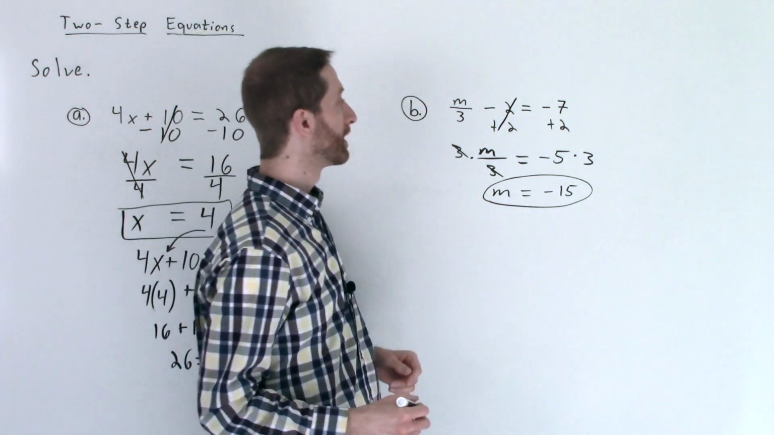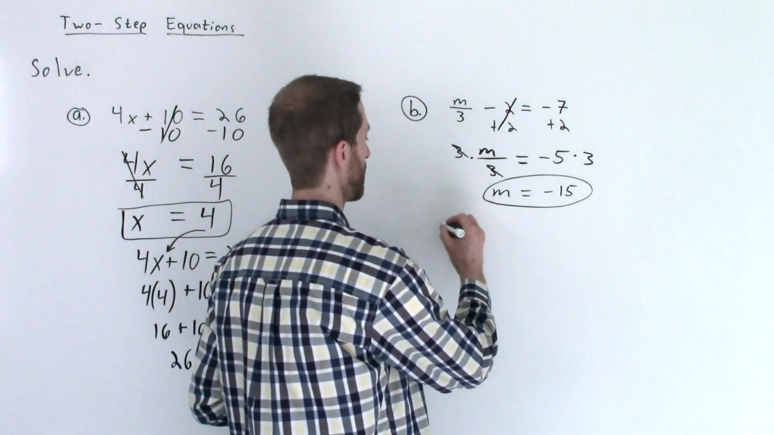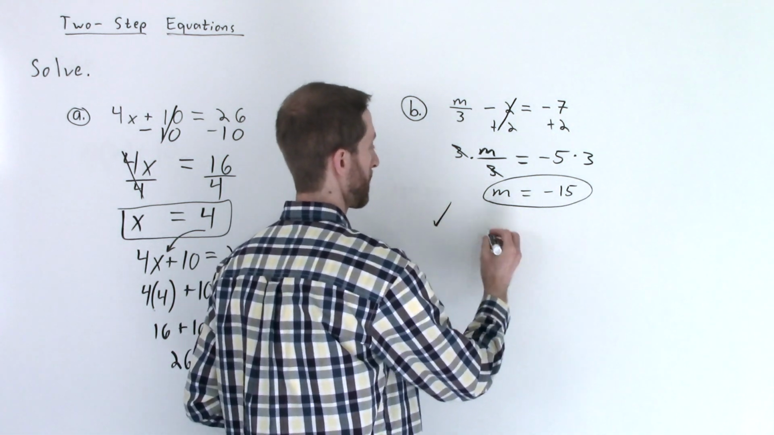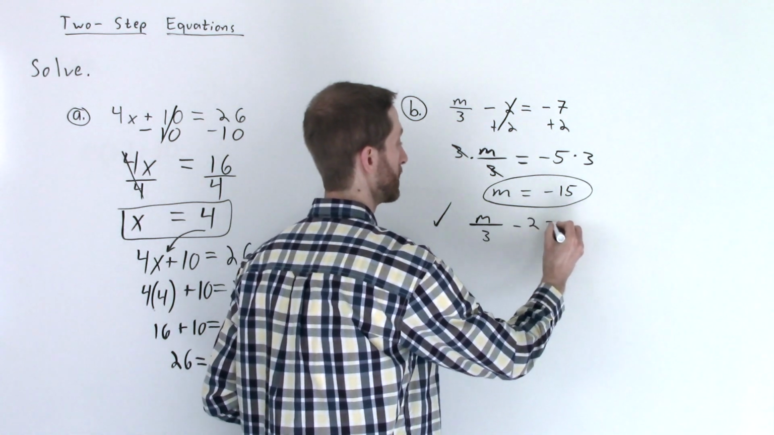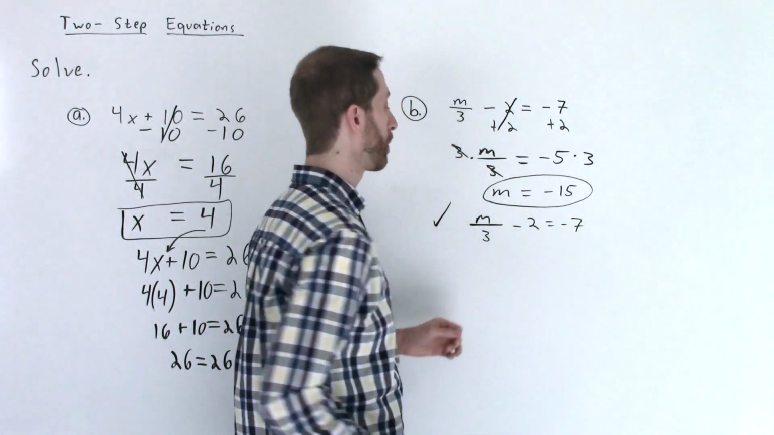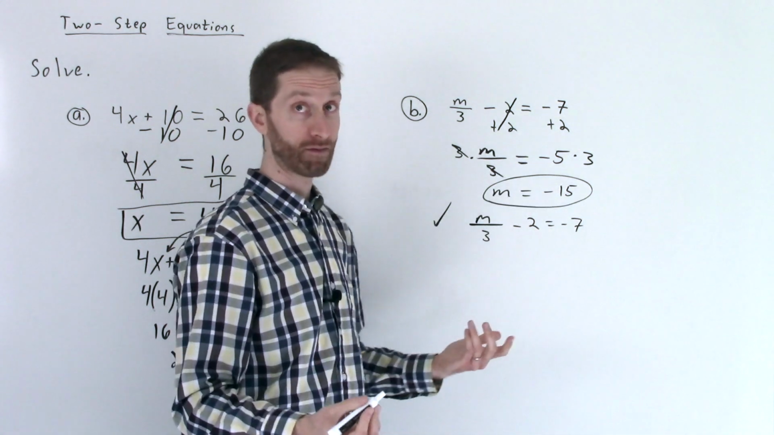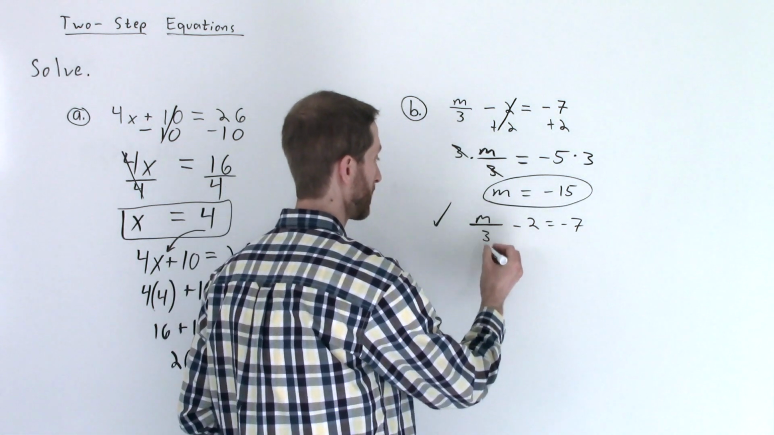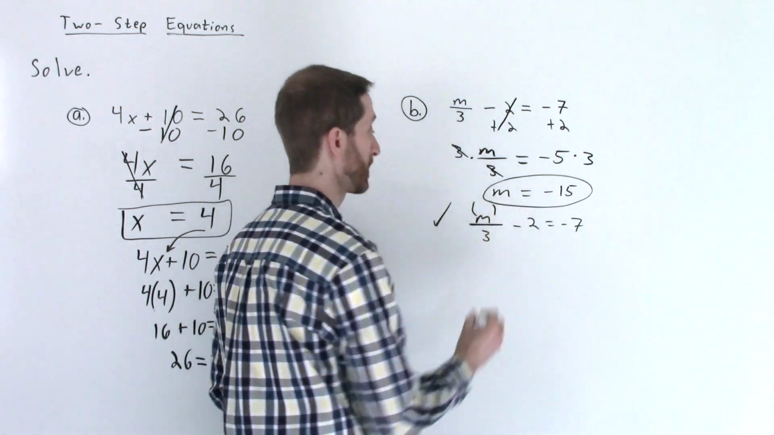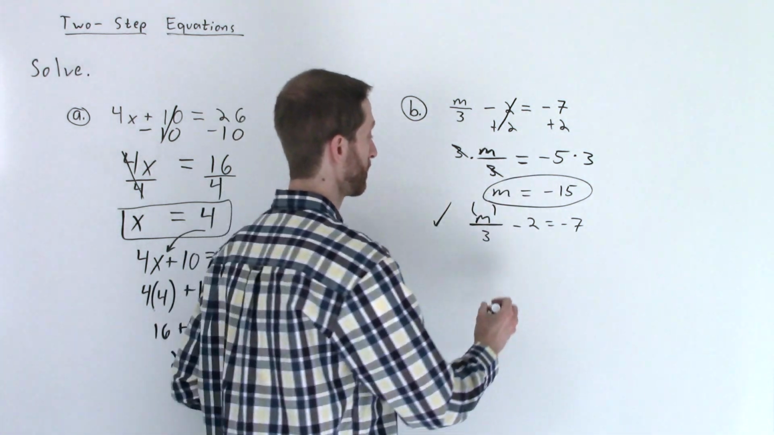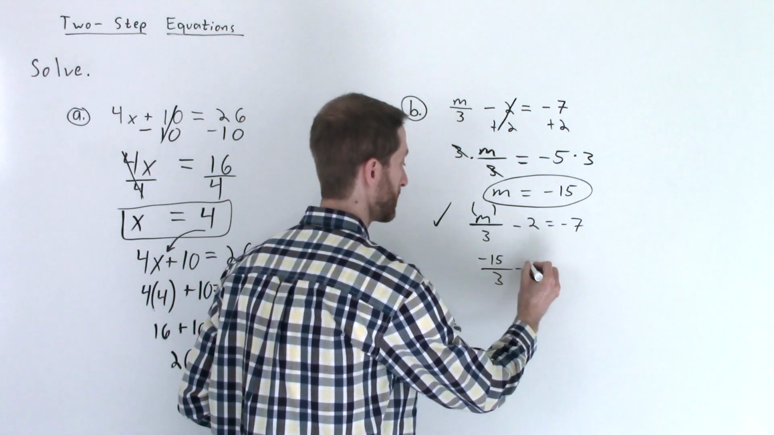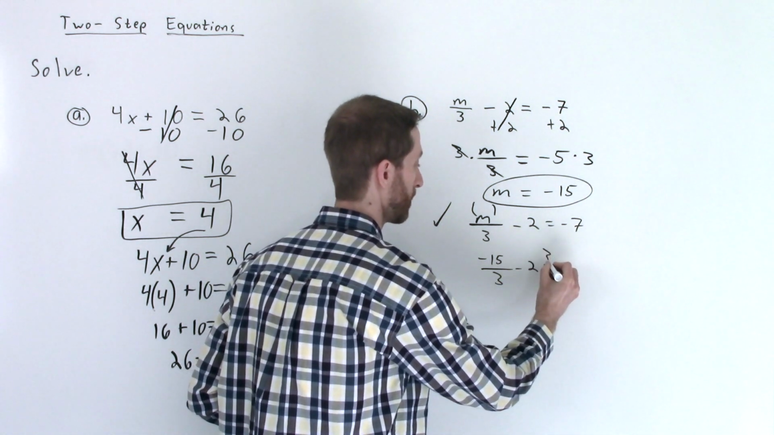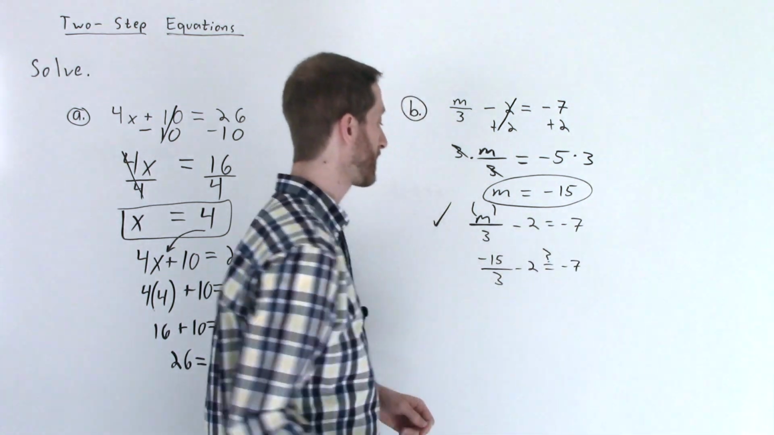Okay, now let's take a look at how to check our work. Well, I'll put a little check mark right there. And so you have m over 3 minus 2 is equal to negative 7. Well, we are going to replace m with negative 15. So remember, I like to think of that as like an empty holding tank that we call m. I'm sliding a negative 15 into that spot. So negative 15 divided by 3 minus 2, is it equal to, I'll put a question mark, negative 7?